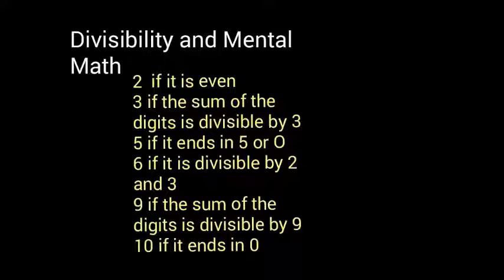Divisible by 9 if the sum of the digits is divisible by 9. And 10, it's divisible if it ends in a 0. So if you don't have those or don't know those, now would be a good time to pause and make sure you have those.